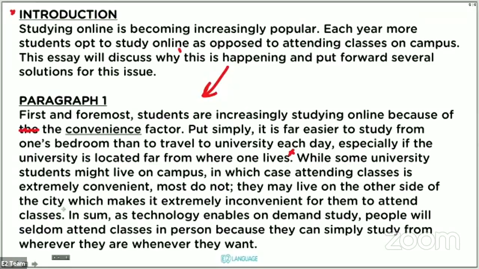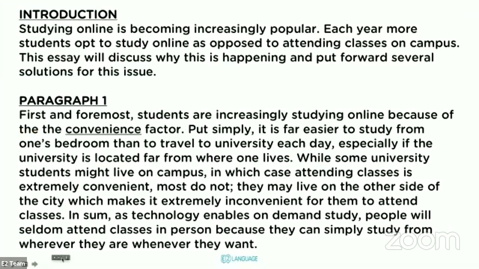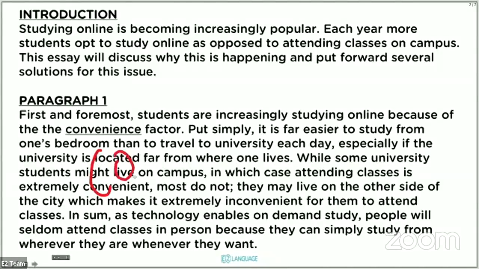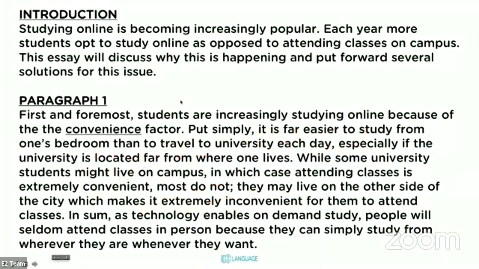Now I have my closing sentence, which sort of goes back to this first sentence here. In sum, as technology enables on-demand study, people will seldom attend classes in person because they can simply study from wherever they are, whenever they want. Now, you'll notice the most important thing here with this paragraph 1 is it was only about convenience. I did not talk about affordability. I did not talk about effectiveness. I did not talk about anything else other than online study is convenient. And that was why students are studying online, because it's convenient. I did not write about anything else. Cool, your turn.